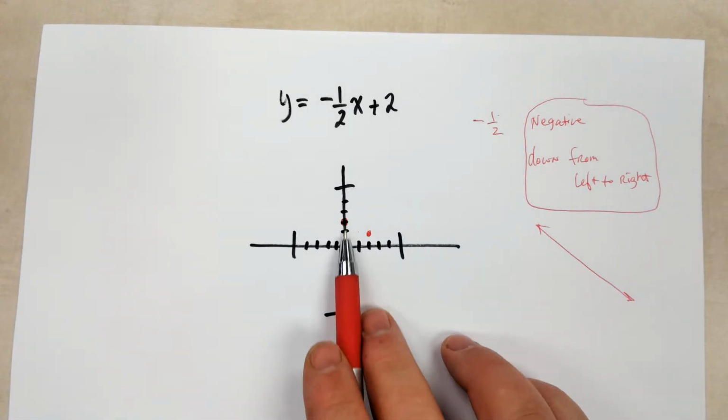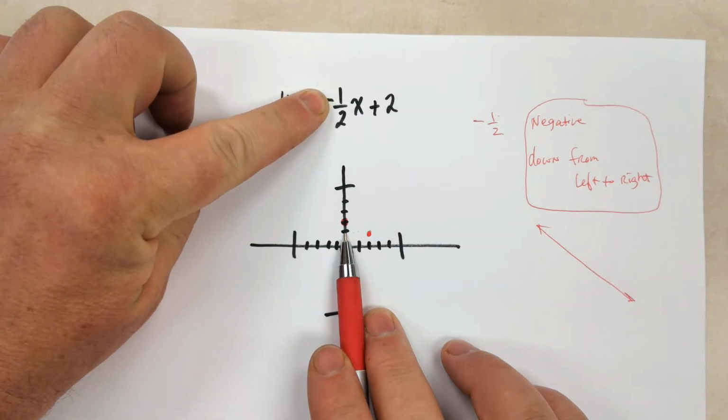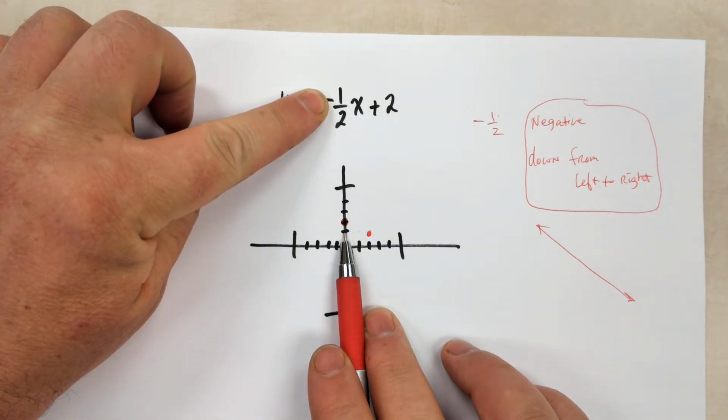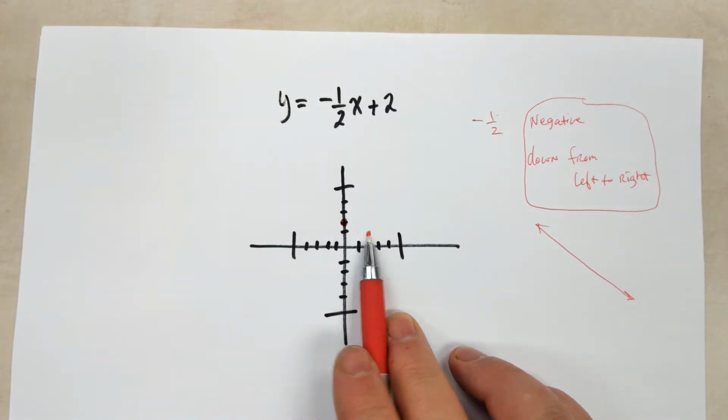So we started here and we went down 1 because of the 1, and it's negative, so down. 2, so you went down 1 because it's a negative 1, and then 2 over. 2 to the right. Yep. And I could do that again.